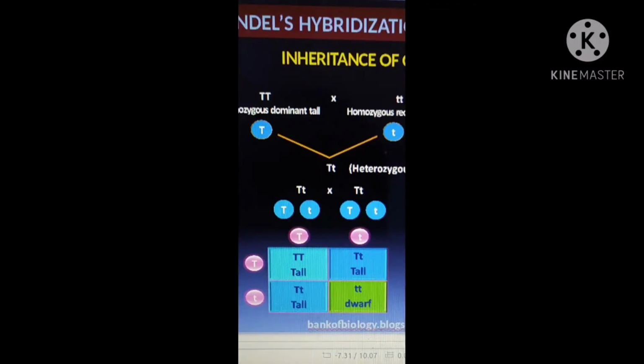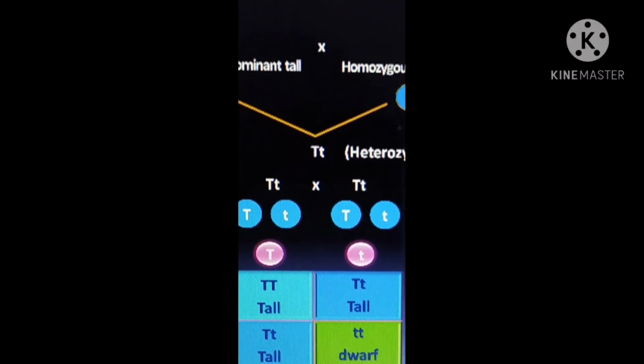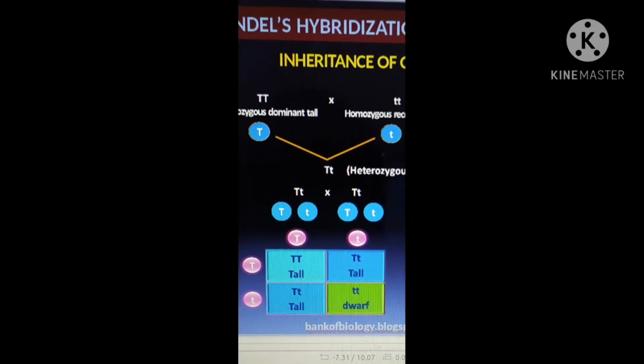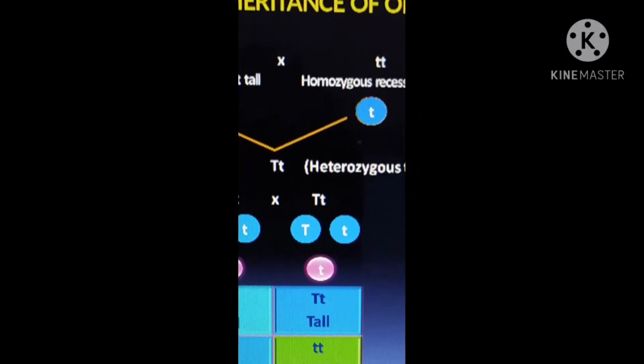Both parents were true breeding, one tall and another dwarf, one having capital T only, another having small t only. Their progeny had both genes, capital T as well as small t. Clear? This condition is known as the heterozygous condition. Heterozygous means different; homo means same. Small t, small t is the same, capital T, capital T is the same. That is homozygous. Capital T, small t is heterozygous, different genes.